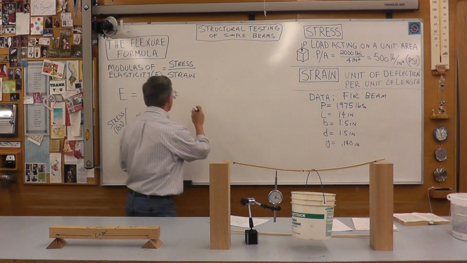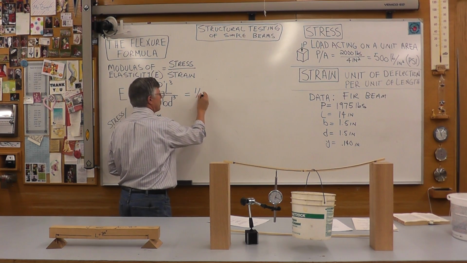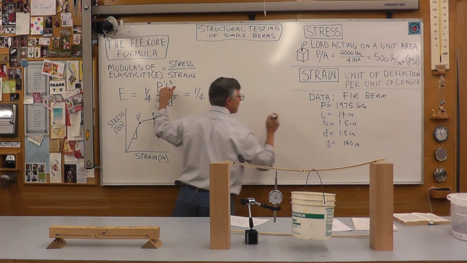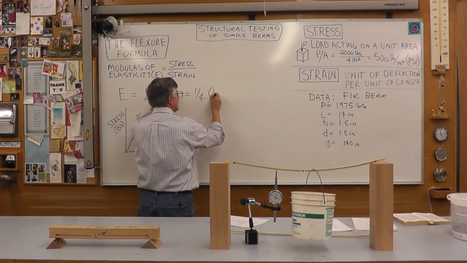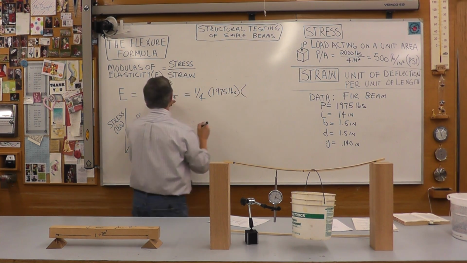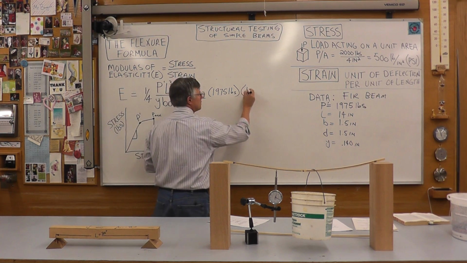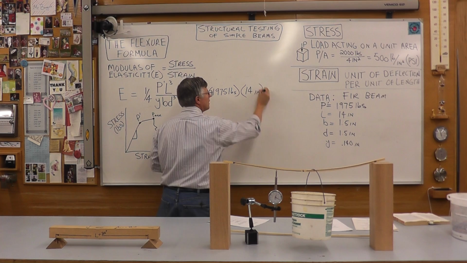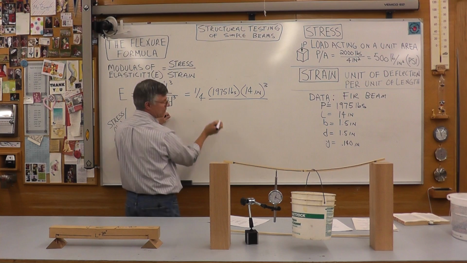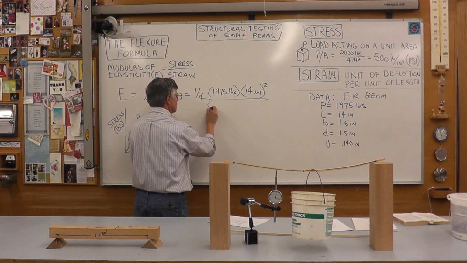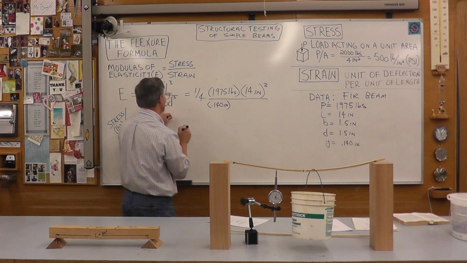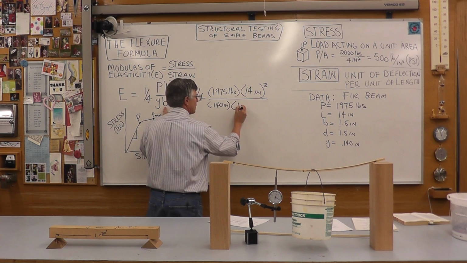Okay, so I'm going to set E equal to 1/4 the load at the proportional limit. So this would be P prime, actually, which is 1,975 pounds. The length of the beam was 14 inches, and this is cubed. We divide that by the deflection. What did they say? 140 thousandths. So the deflection is 140 thousandths of an inch. The B value is 1.5 inches.